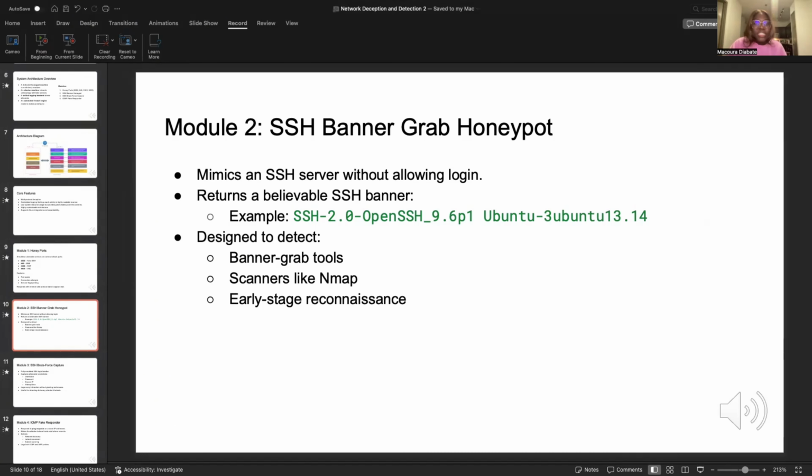So this module simulates the first step of an SSH connection, sending a banner. Attackers often use banner grabbing to identify the SSH version. The honeypot responds with a legitimate-looking banner. Any client connecting just to fetch the banner is logged, which helps detect reconnaissance or automated scanners like Nmap and Masscan.